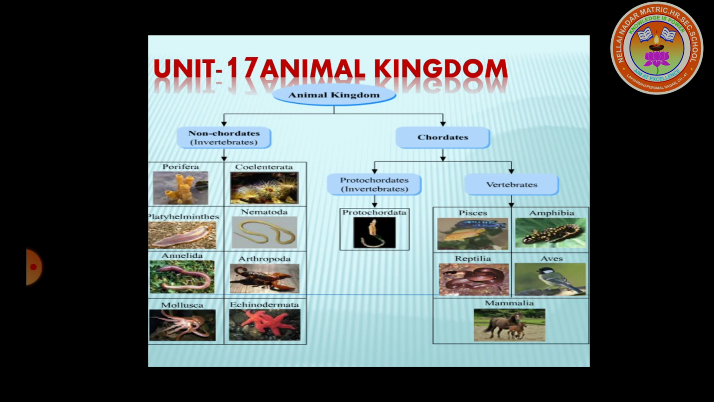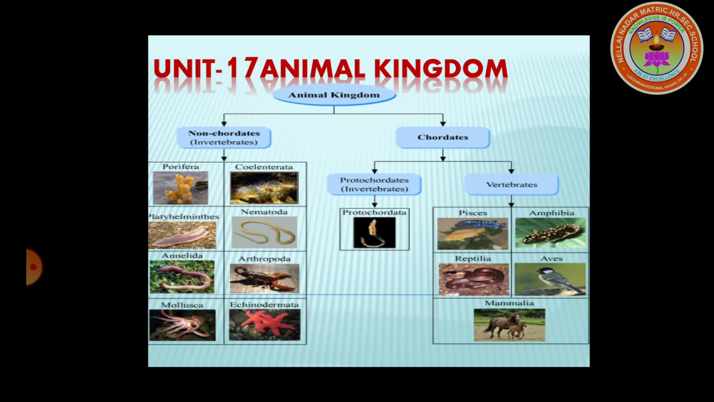The animals which do not have backbone are called invertebrates. They are also known as non-chordates. The animals which have backbone are called vertebrates. They are also known as chordates. In this class, we are going to learn about different groups of invertebrate animals.